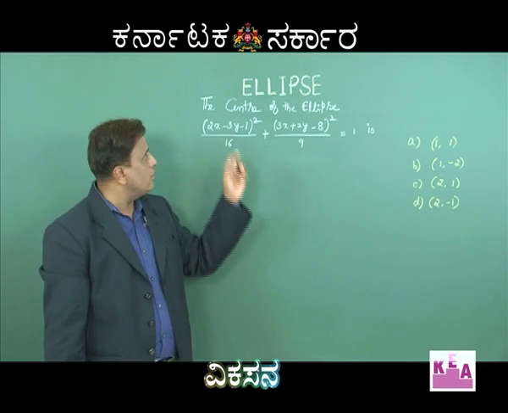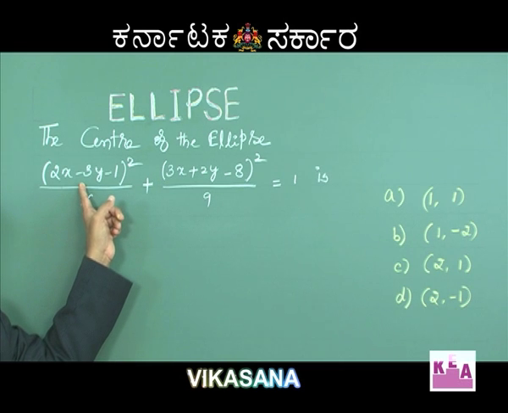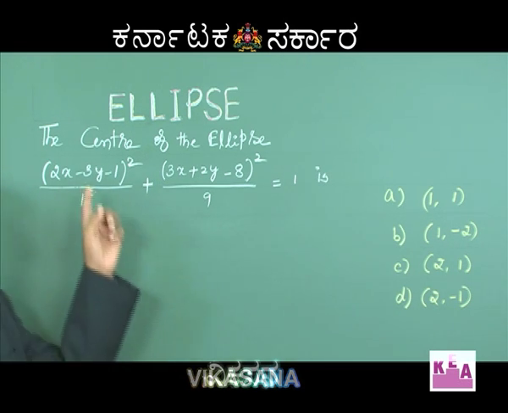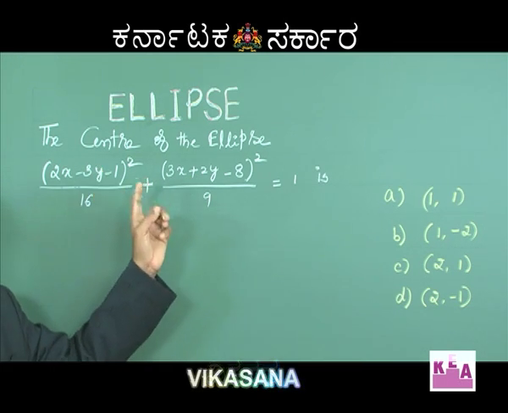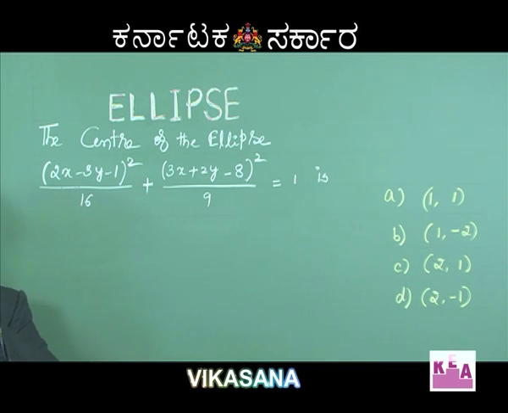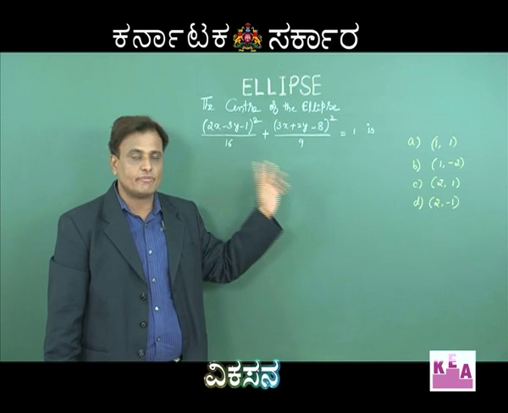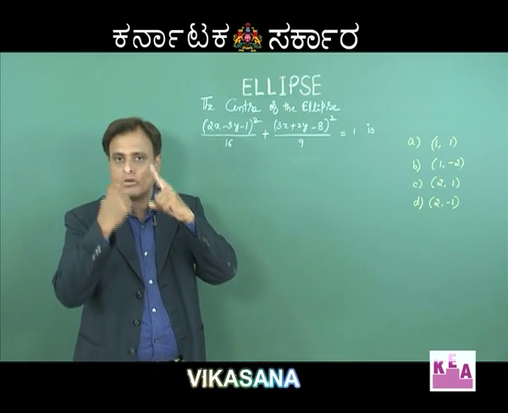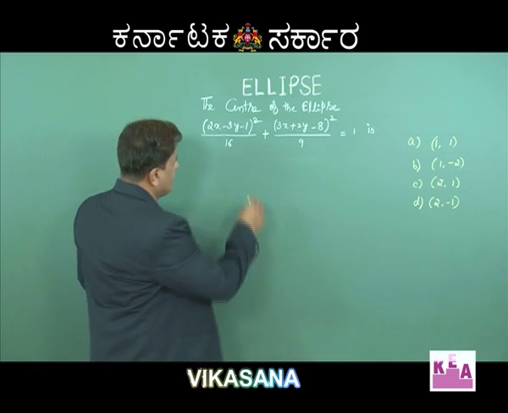Here, if you equate these two numerators to 0, because they are in the form of ax + by + c, these two equations represent straight lines. As their slopes are not equal, they are not parallel, so definitely these two lines are intersecting lines. The point of intersection of these two lines will be the center. So we equate them now.